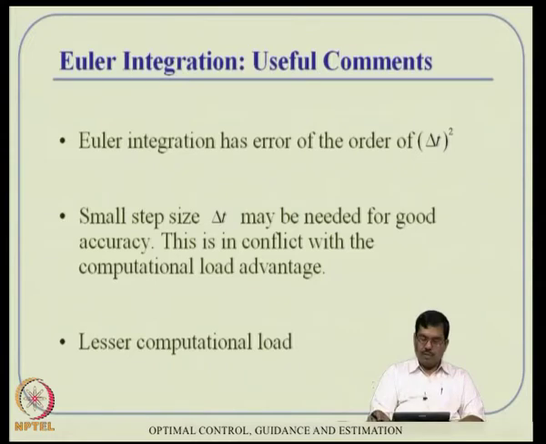Some useful comments I have already made among those. Euler integration error is of order delta t square, so it is not very highly accurate. So a small step size is necessary, and this can come in conflict with the computational load advantage. At every grid point you are doing less computation, but you have to take several grid points because you will be required to select a much smaller delta t. So that way it is not that much of an advantage. But in general it has low computational load, and it also allows further algebra in closed form.